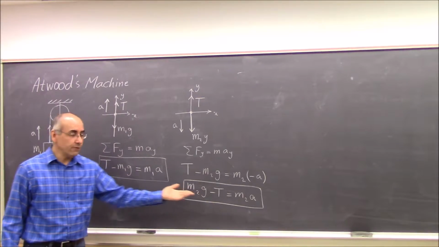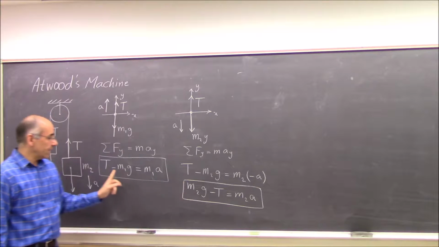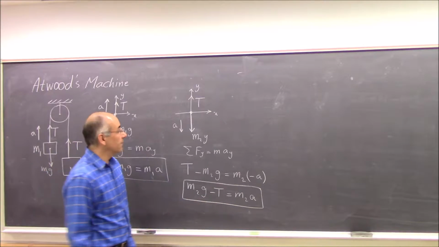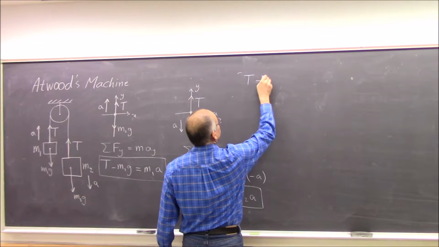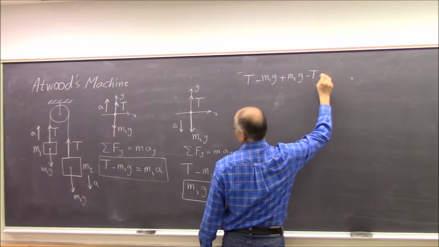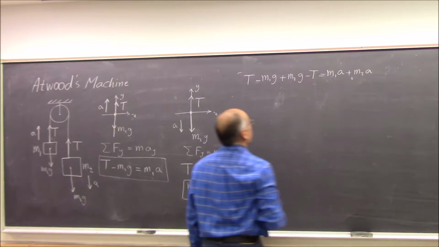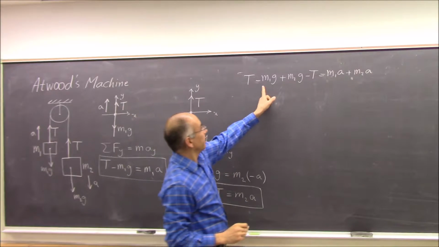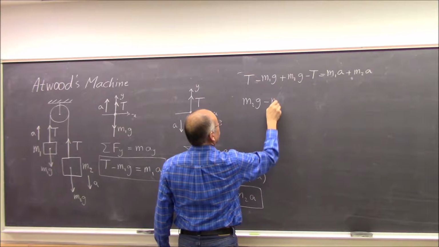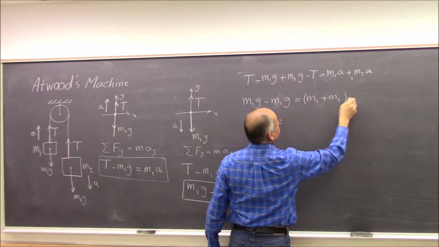We need to eliminate T or A to find the other one. We eliminate T first. If you add the two equations, T will get eliminated, right? So you get T minus M1G plus M2G minus T equals M1A plus M2A. Now if I cancel the T's, we can write the other way around, M2G minus M1G equals M1 plus M2 times A.